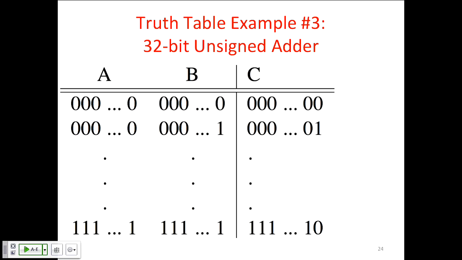2 to the 32. It's actually 2 to the 64, right? I have 64 inputs here. I have 32 bits for A, 32 bits for B. There's actually 64 bits of input. I need 2 to the 64 rows of the table. That'd take a bit of paper to write down, a lot of screens. That's a huge number, right?